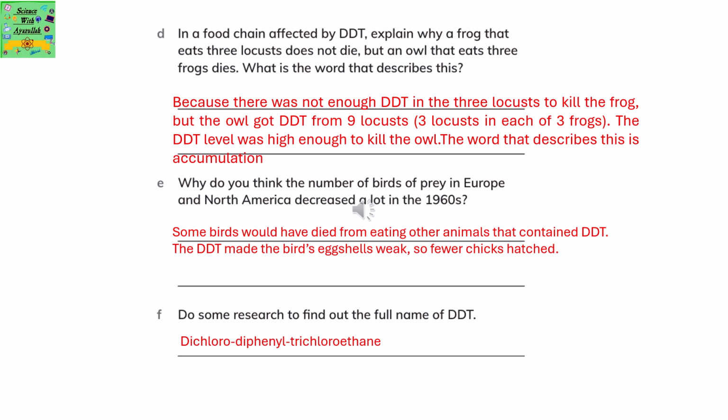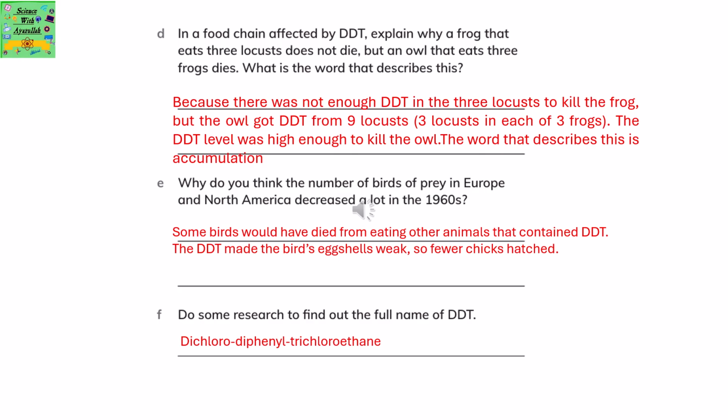In a food chain affected by DDT, explain why a frog that eats 3 locusts does not die, but an owl that eats 3 frogs dies. What is the word that describes this? The word that describes this process is called accumulation. The frog does not die after eating 3 locusts because the amount of DDT was not enough in the 3 little locusts to kill the frog. But when the owl eats the frogs, at that time the locusts' DDT that was in their bodies plus the frogs' DDT amounts in the bodies accumulated and affected the owl.